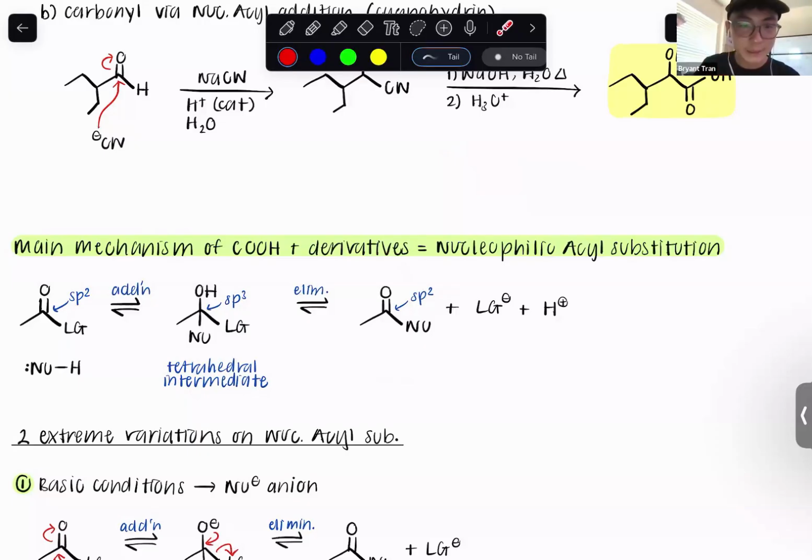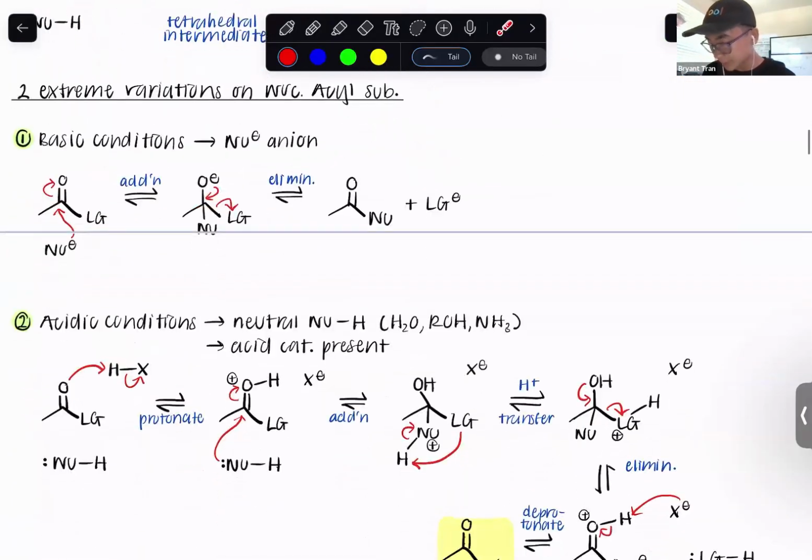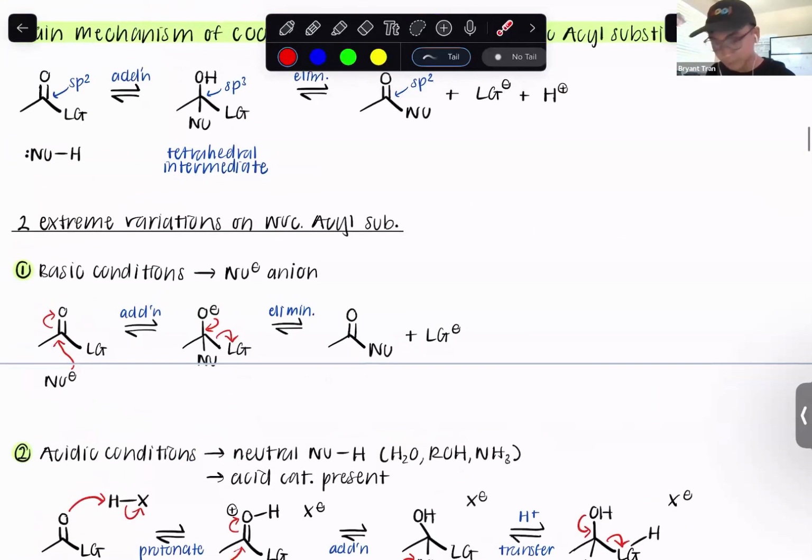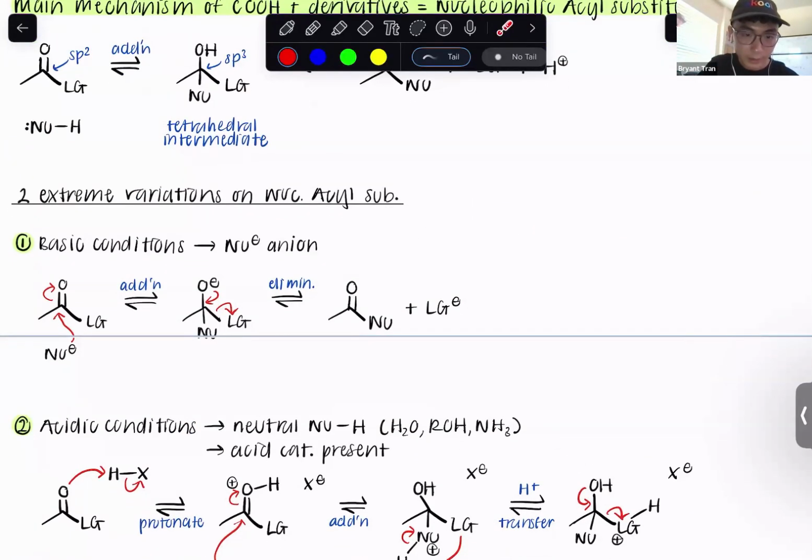So what you're basically doing here is substituting the nucleophile with the leaving group, right? We see that in the reactant, we had a leaving group next to the carbonyl, but in the product, we have a nucleophile next to the carbonyl now, right? Okay. And this can happen in 2 conditions. It can happen in basic conditions or in acidic conditions.